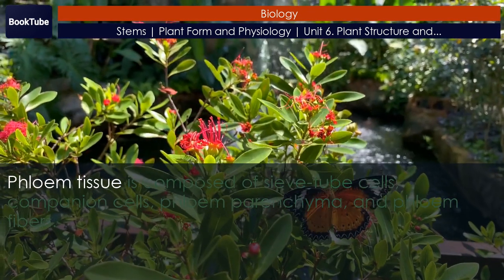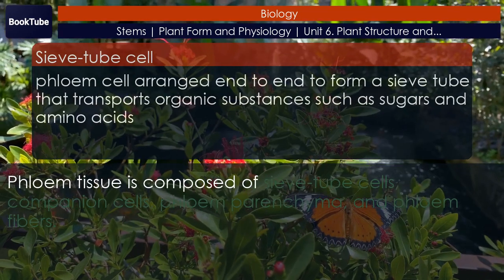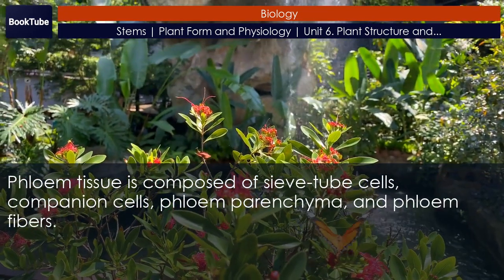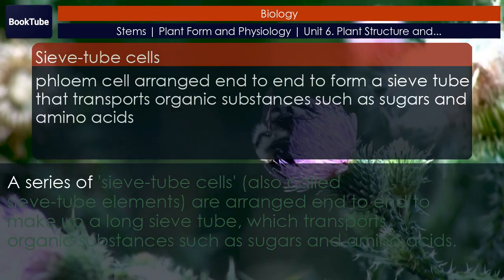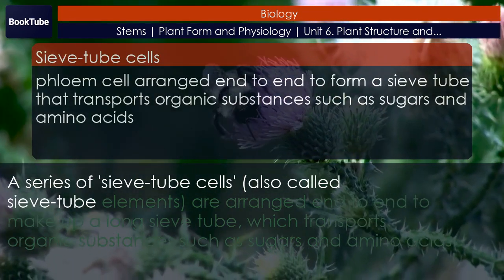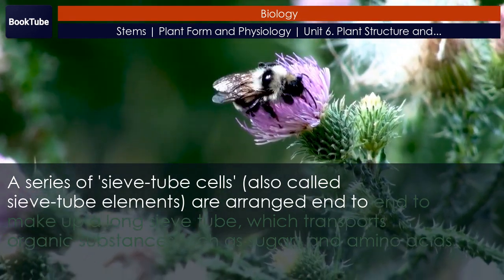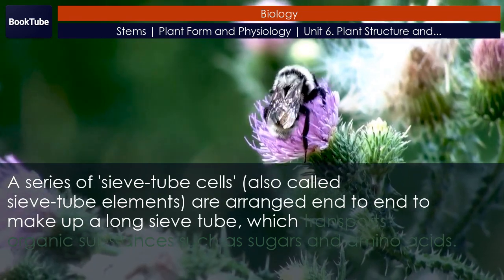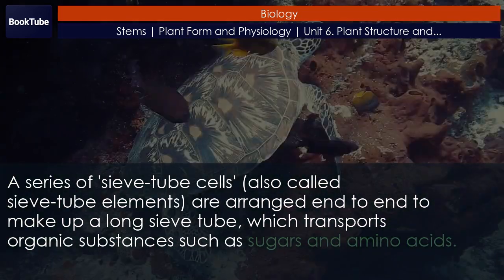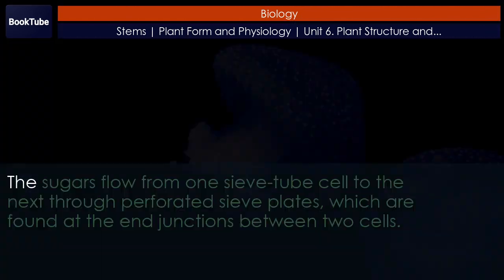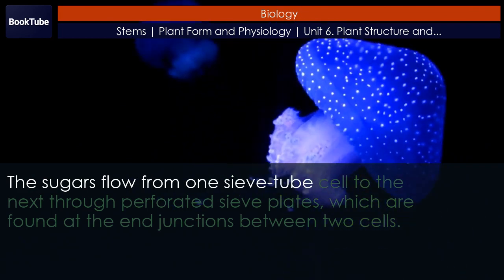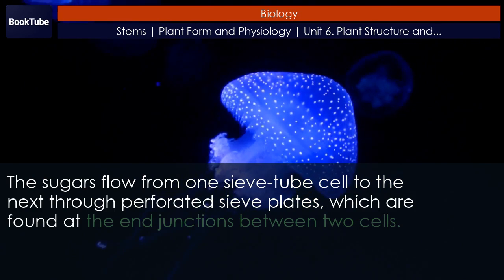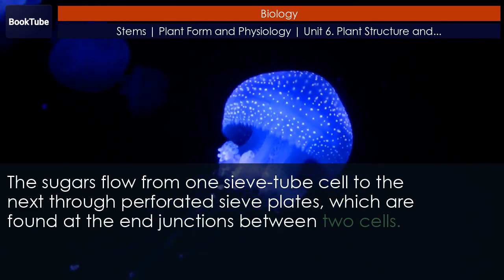Phloem tissue is composed of sieve tube cells, companion cells, phloem parenchyma, and phloem fibers. A series of sieve tube cells, also called sieve tube elements, are arranged end to end to make up a long sieve tube, which transports organic substances such as sugars and amino acids. The sugars flow from one sieve tube cell to the next through perforated sieve plates, which are found at the end junctions between 2 cells.